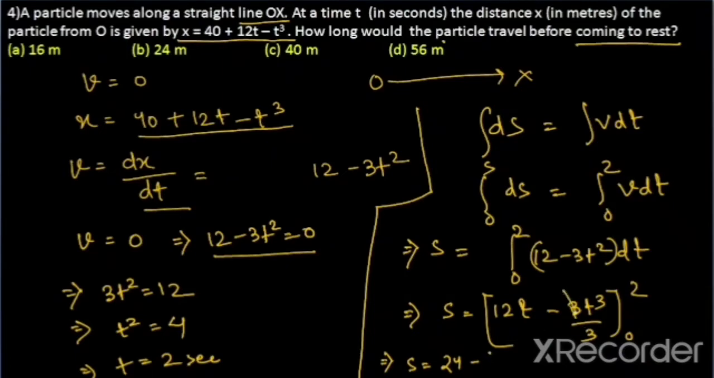3 cancel each other, and t cube means 2 cube, 8, so 24 minus 8, and minus 0. If we put 0 over t, this will become 0, and t cube also becomes 0. This part also becomes 0. That means s is equal to 24 minus 8 is 16 meter. So option number A, 16 meter, is our correct answer.